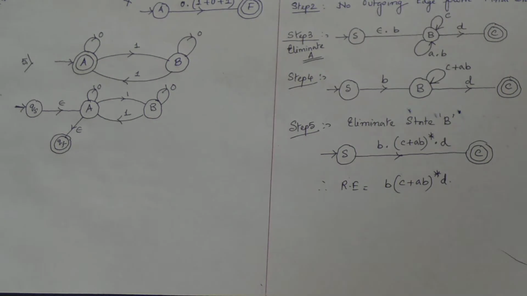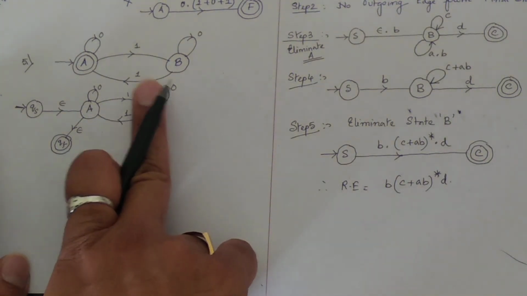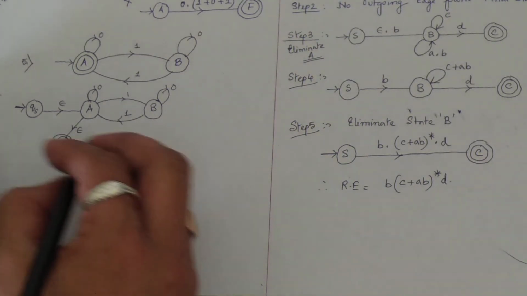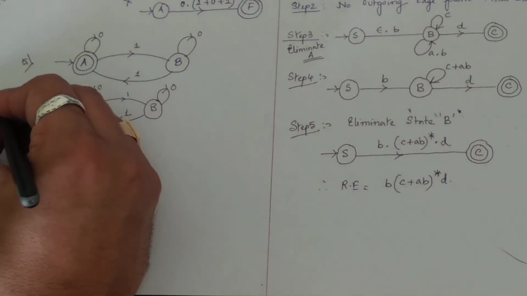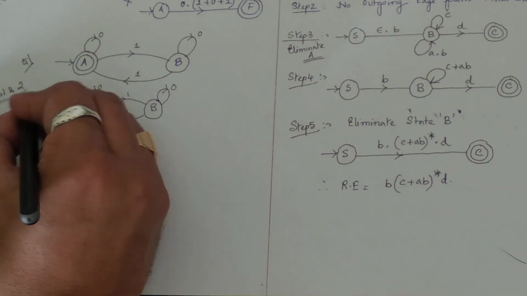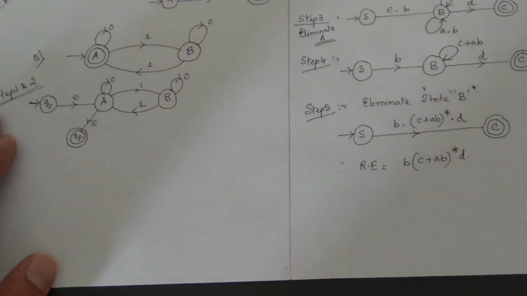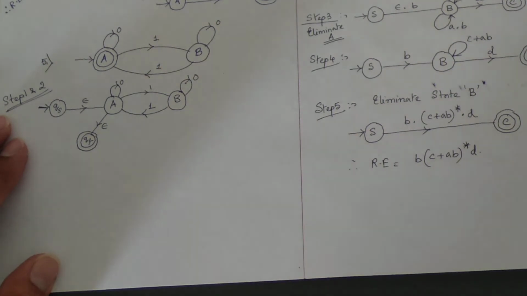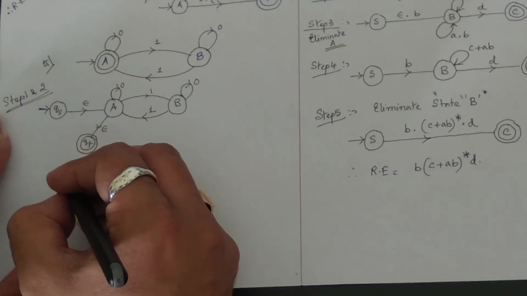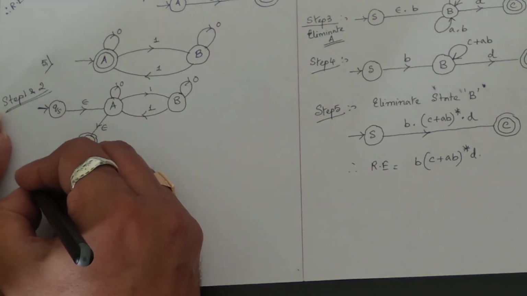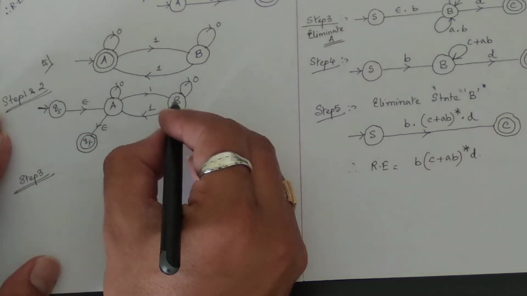Now I can eliminate one after another. How to eliminate? Basic operation: if I eliminate this, then it will be easy for me. So this is step number 1 and 2 both. You have to show them separately, but I have shown it in one step only. Now step number 3 we will be looking into. Step number 3 says I have to eliminate the state B.